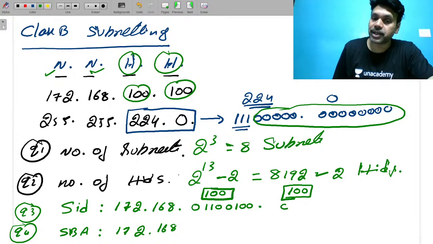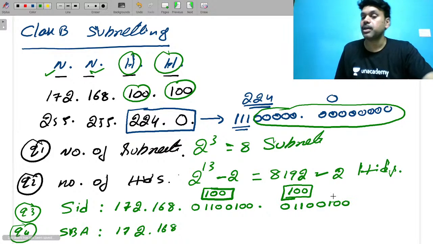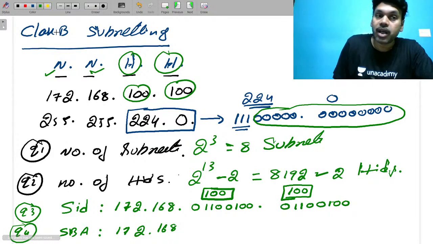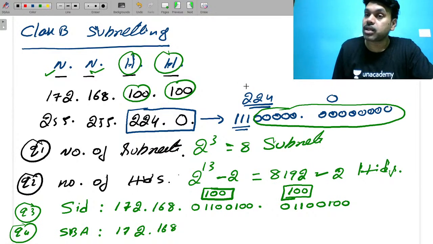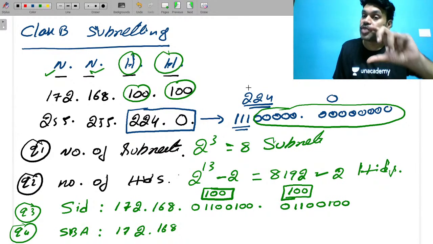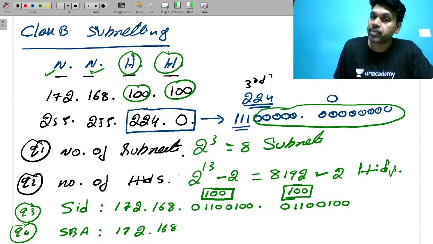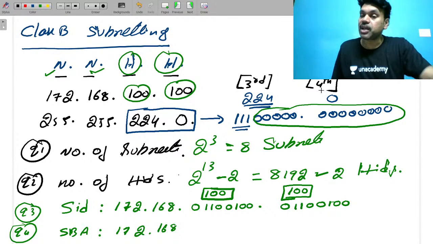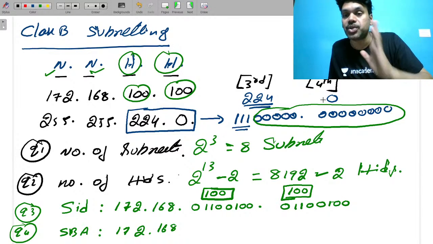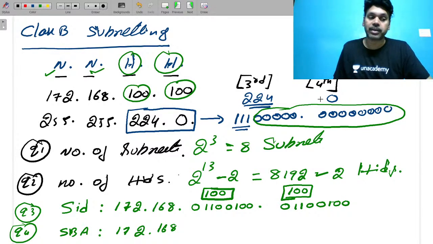This is your 100 binary. Now you tell me which bit positions are subnetted. Only the bits in the third octet are manipulated, not the fourth octet, as we are doing FLSM. Unless and until you completely mask the third octet, you don't do the fourth octet.